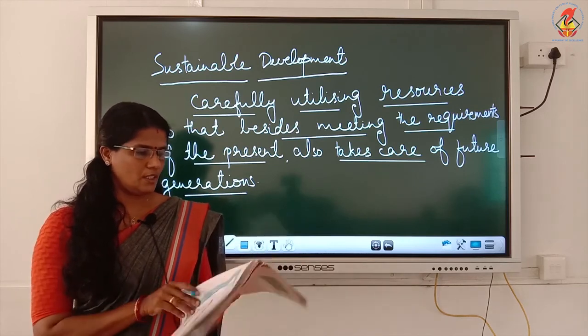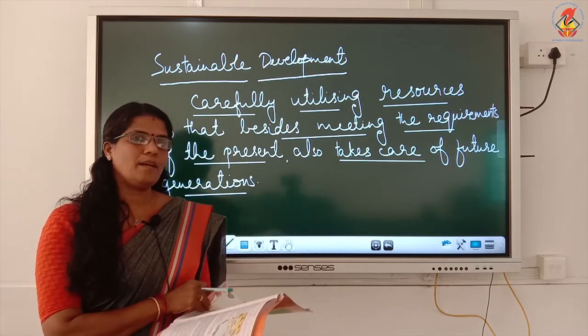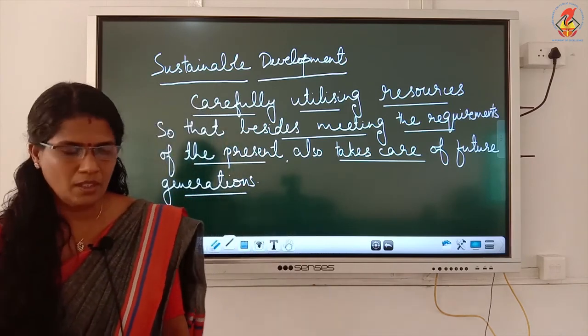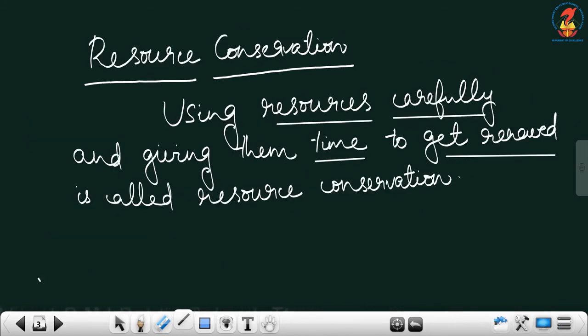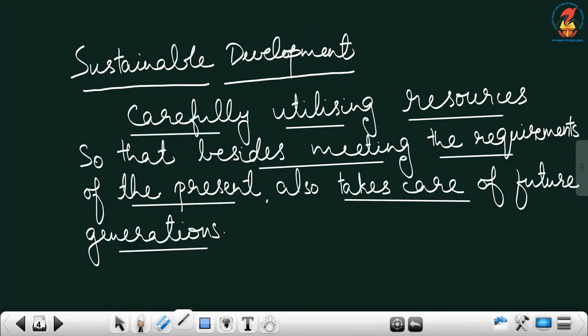So, this is for today, children. Let us recap the portion once again, whatever we have done. Today we started with natural resources. Natural resources are classified on the basis of level of development, origin, stock and distribution. Then classification we did. Resource conservation means using resources carefully and giving them time to get renewed. Now, what is sustainable development? Carefully utilizing resources so that besides meeting the requirements of the present, we can take care of our future generations. Now, basic principles we need to study.